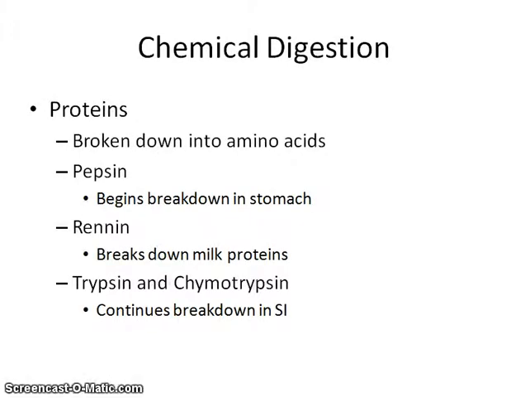Then we have the proteins. Proteins are broken down into amino acids, and if you remember way back in the very beginning of this class, we talked about amino acids and their importance at the cellular level. So proteins are important for that. Pepsin is a hormone that's released that helps break down in the stomach. Renin, trypsin, and chymotrypsin are 3 more things that are very important. Renin especially with milk proteins. So if your body has a problem with milk or you're lactose intolerant, sometimes renin can be the reason why.